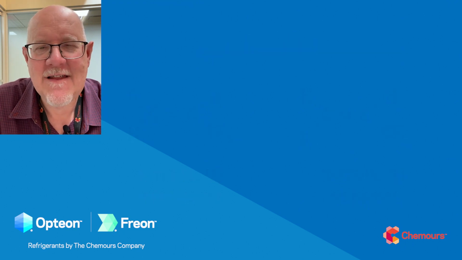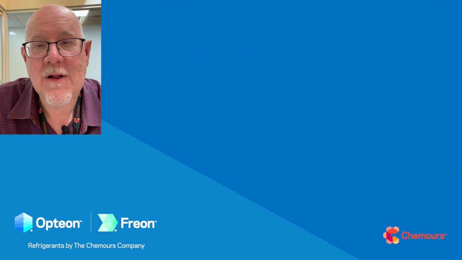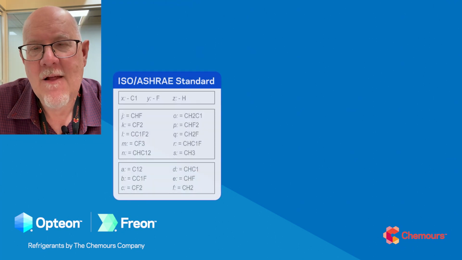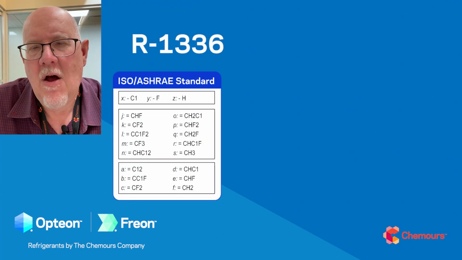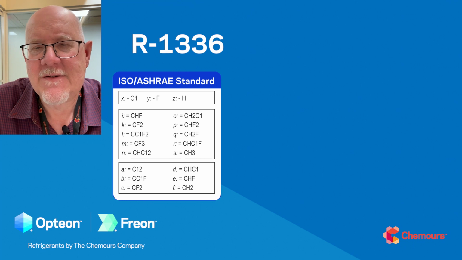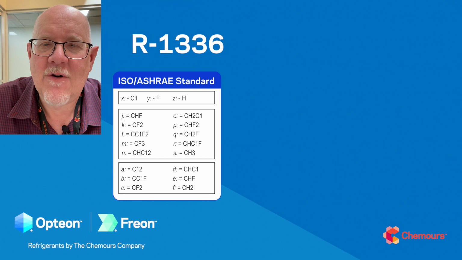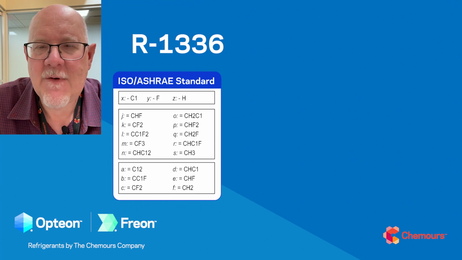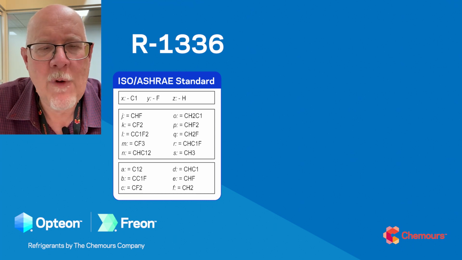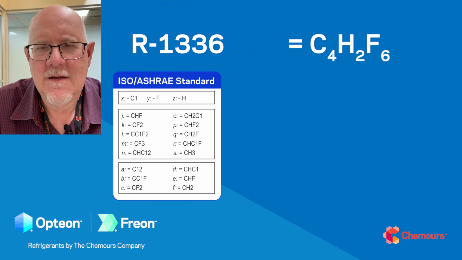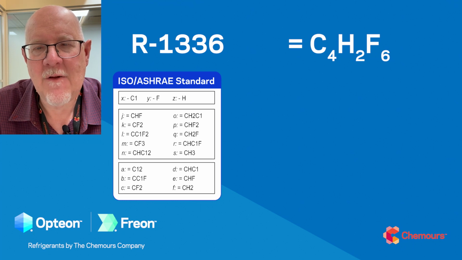And finally, let's extend the HFO naming system to something larger than 3 carbons. Let's go out to a molecule you may have heard of with 4 carbons, 1336. The one you're familiar with is 1336mzz, I would predict. Based on our standard HFC, HFO naming system, we would know that C4H2F6 is the molecular formula. So you start out at one end of the molecule and start adding and building it together, adding letters as you go until the structure is definitively defined.